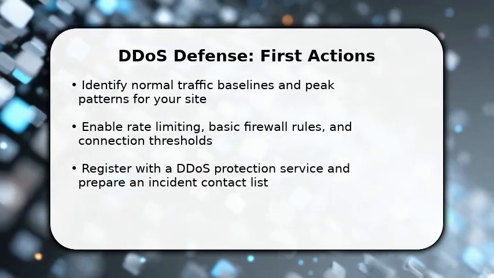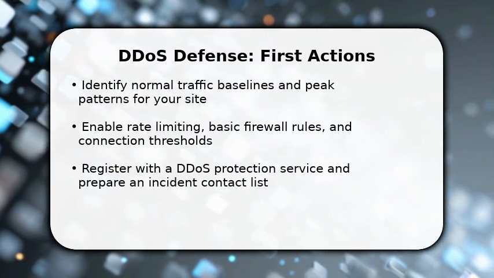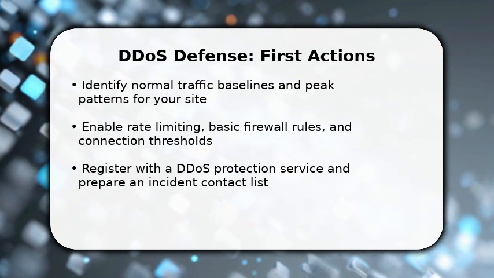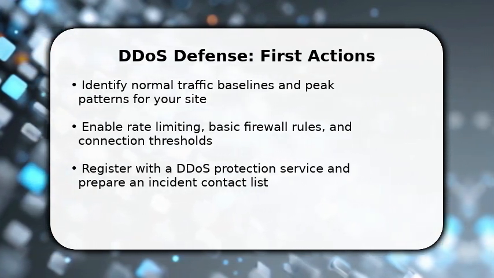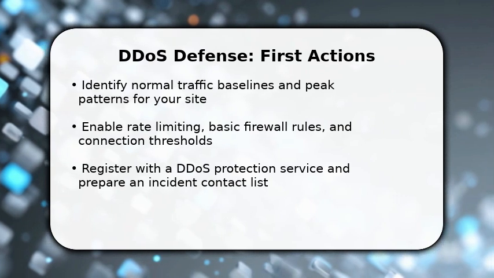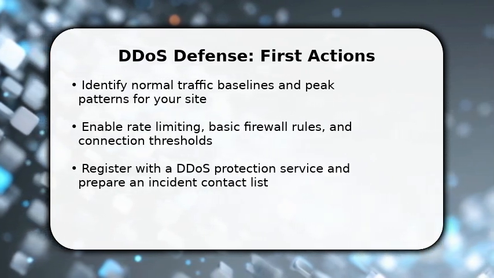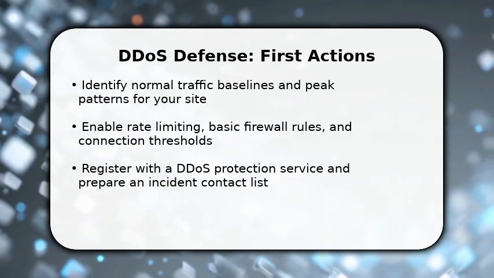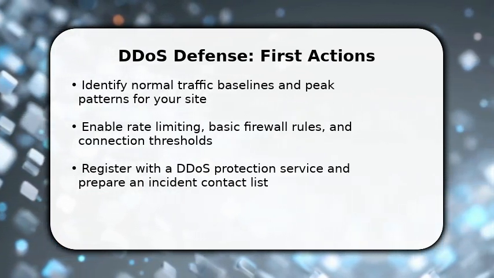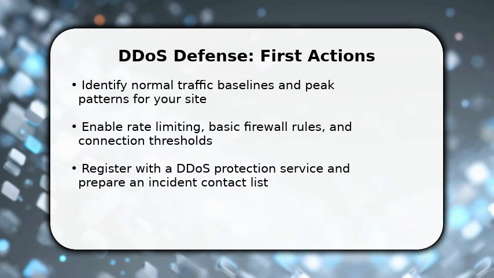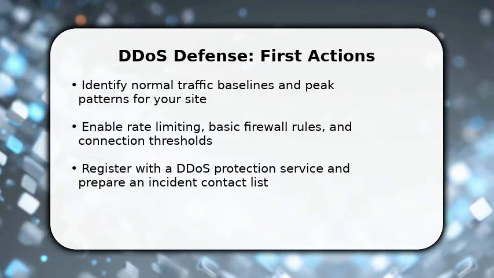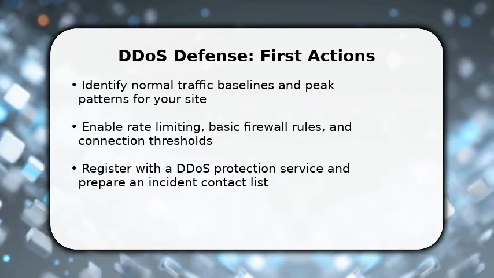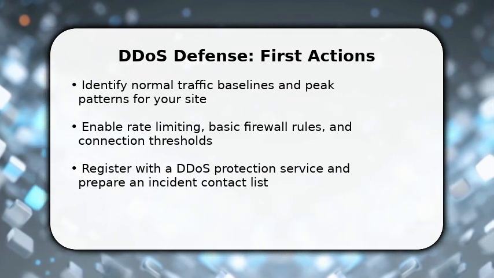You begin by establishing a baseline. Measure typical traffic so you can spot anomalies fast. Once done, enable rate limiting and straightforward firewall rules to drop abusive connections early. Make sure to register with a reputable DDoS protection provider and add emergency contacts, your ISP and hosting provider, so you can escalate immediately. You'll also want logging in place to capture headers and flow metadata for later analysis. This combination gives you an early defensive posture and the information you need to act.